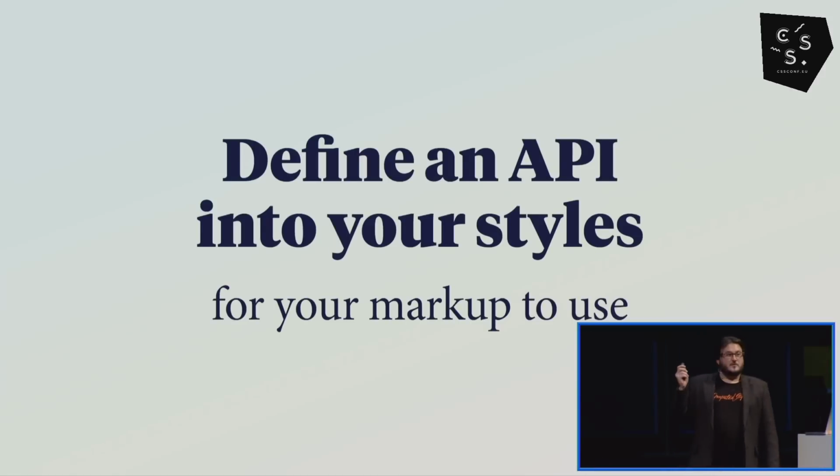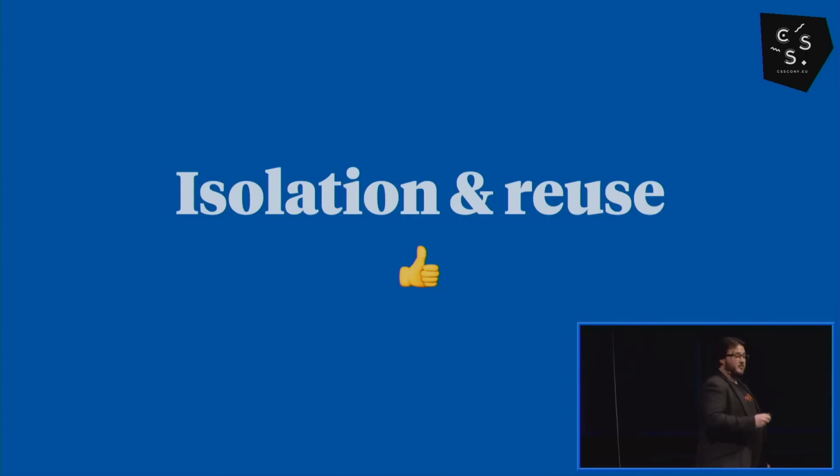What this is effectively doing is defining an API into your styles. Your CSS module becomes the point at which all of your visual information is collected and passed to your component. And it's that layer in the middle that I believe allows you to solve both isolation and reuse.